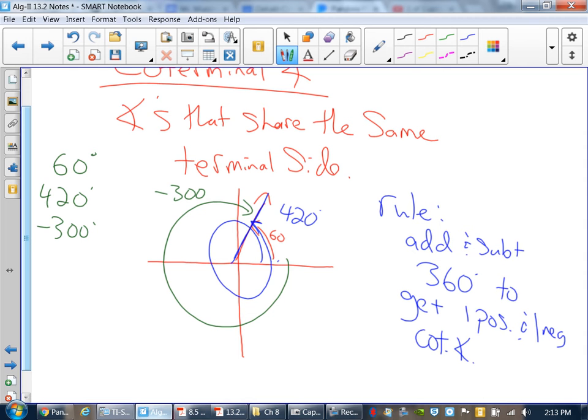The rule about this is, if your angle starts within one revolution, and you're going to hear me use this term a lot, what I mean by within one revolution is between 0 and 360 degrees. If your original angle is between 0 and 360, all you have to do is add 360 and subtract 360 to get a positive and a negative. If it's beyond that, you have to move the angle to become within 360 degrees. That means you might have to add and subtract 360 twice. That's about it. I'll show you an example.